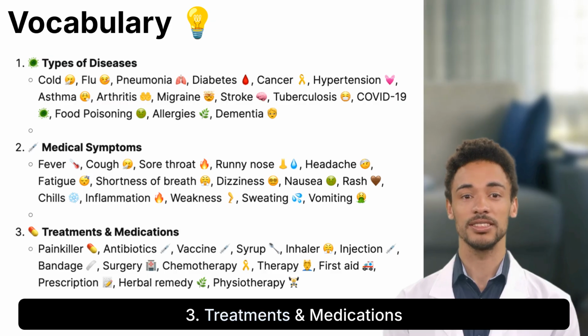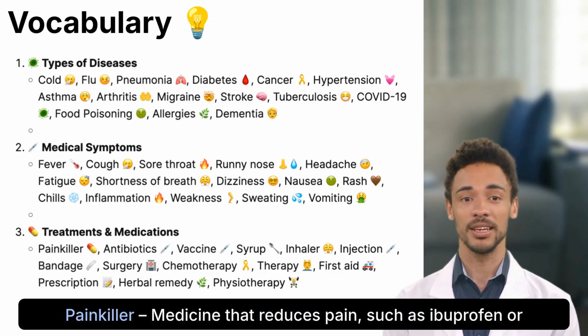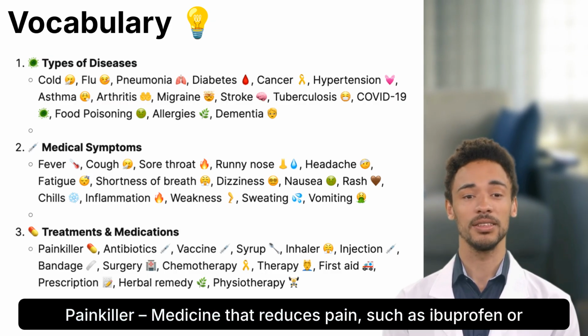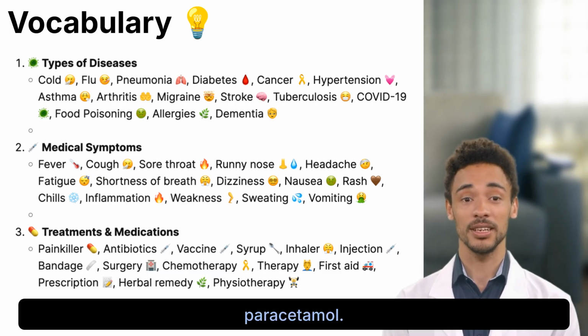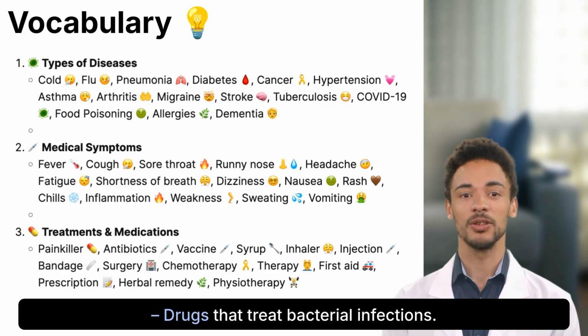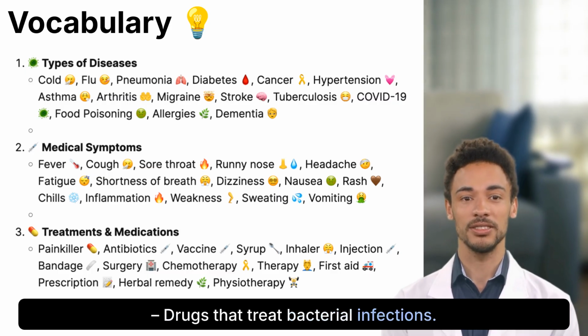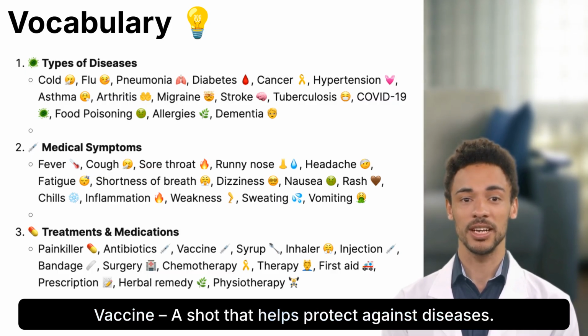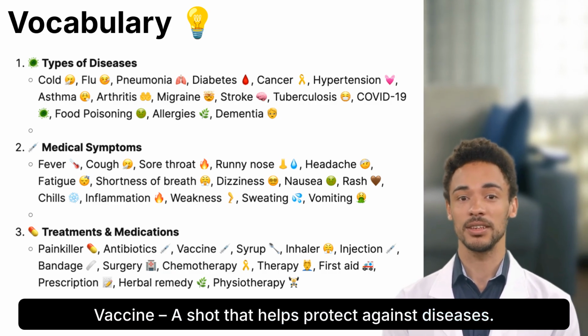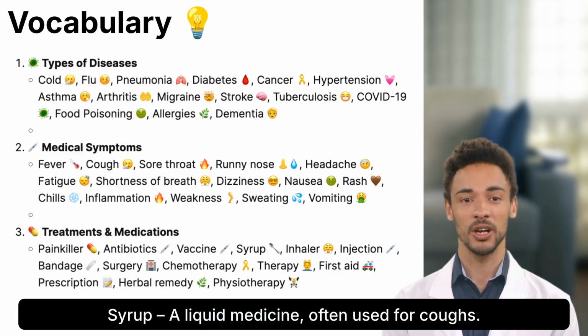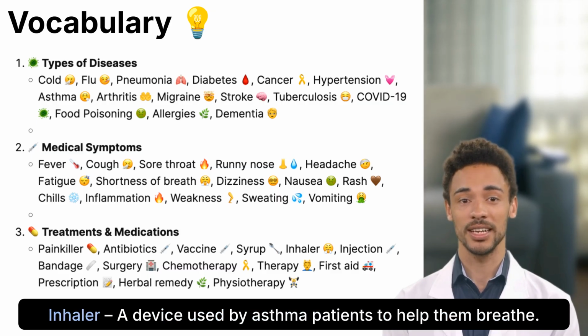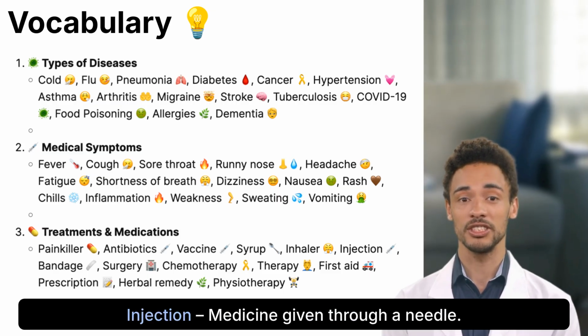3. Treatments and medications. Painkiller, medicine that reduces pain, such as ibuprofen or paracetamol. Antibiotics, drugs that treat bacterial infections. Vaccine, a shot that helps protect against diseases. Syrup, a liquid medicine, often used for coughs. Inhaler, a device used by asthma patients to help them breathe. Injection, medicine given through a needle.